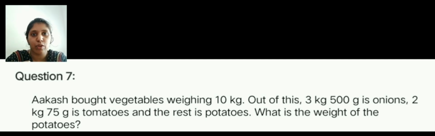Totally he brought 10 kilogram. From that 10 kilogram certain weight is for onions and certain weight is for tomatoes. We have to find the remaining, the rest is potatoes. For that, first we have to add the weight of onion and tomatoes, and then from the total weight we have to subtract them. Clear, children? Here we have to perform addition as well as subtraction. Is the question clear?